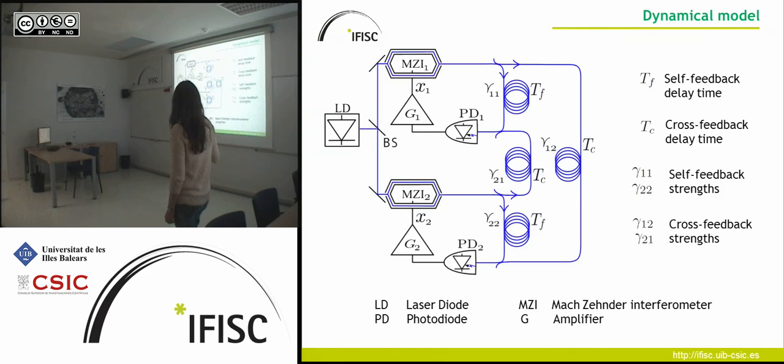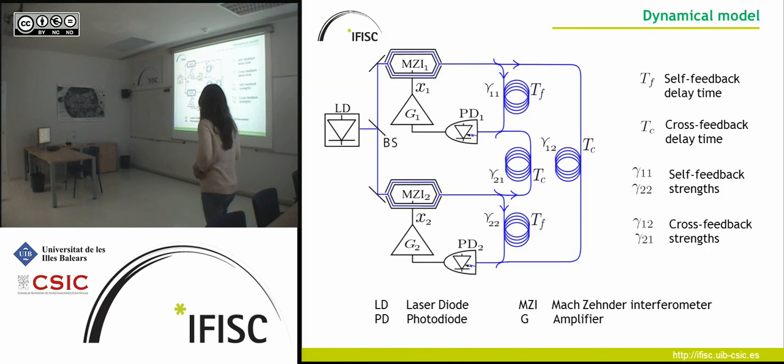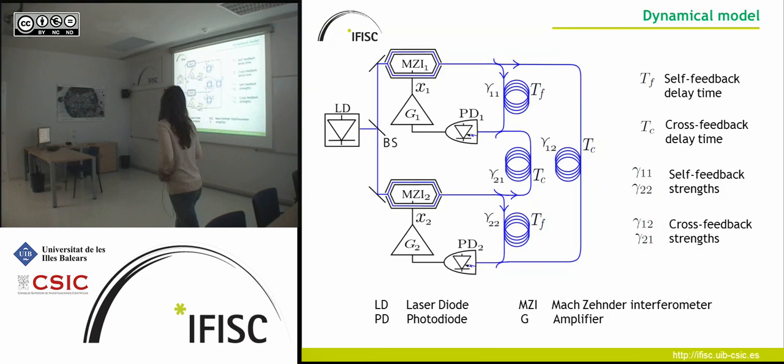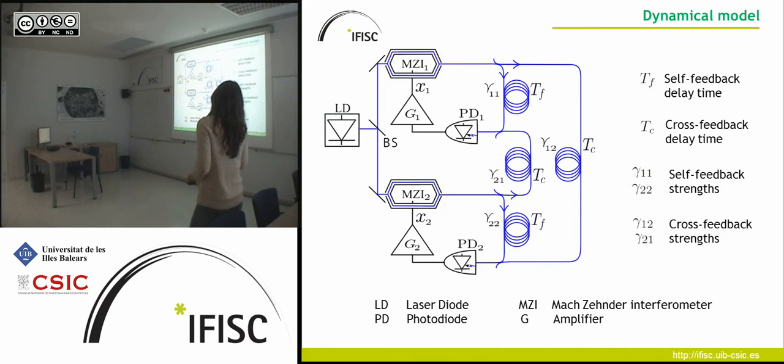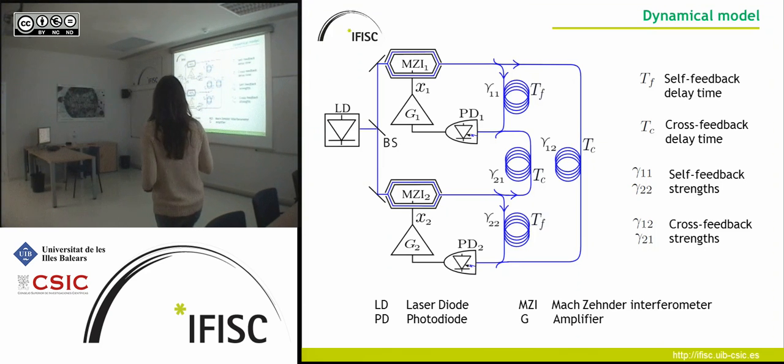Let's continue with the dynamical model. We have 2 mutually coupled opto-electronic oscillators. Light from a laser diode is split into two beams, and each beam feeds a Mach-Zehnder interferometer and an electro-optical loop. A fraction of light goes through the self-feedback loop, and takes a time tau_f to reach the self Mach-Zehnder interferometer. And another fraction of light goes from one loop to the other loop and takes a time tau_c. These are the feedback strengths.